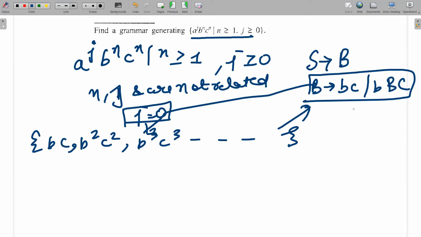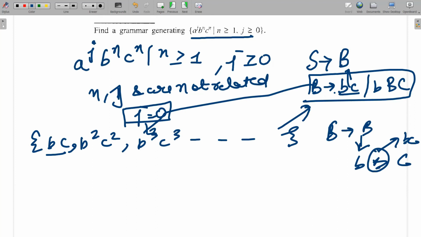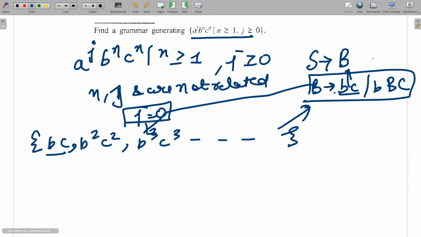How? You can easily try to get it. If S is generating B and B is generating BC, I will get the BC string first. I can write S generating B and B generating BBC. I can put BC over here, and I'll get B square C square. I can put BBC over here, and I will get B cube C cube. So clearly, this is the rule I have got over here.